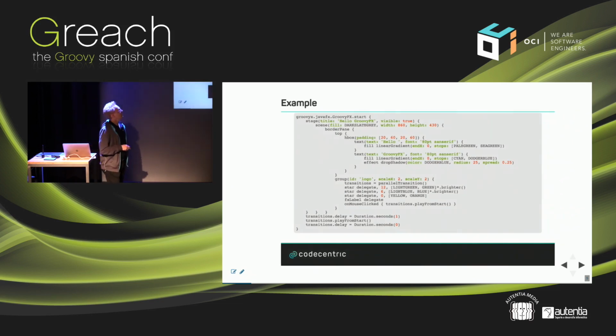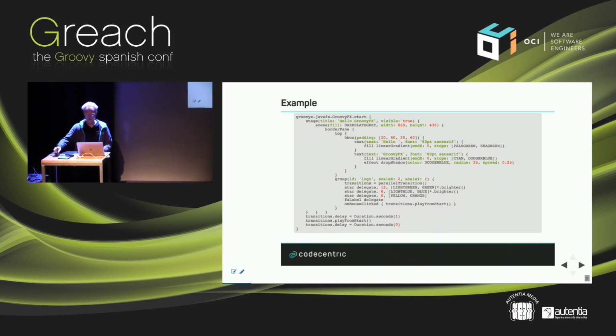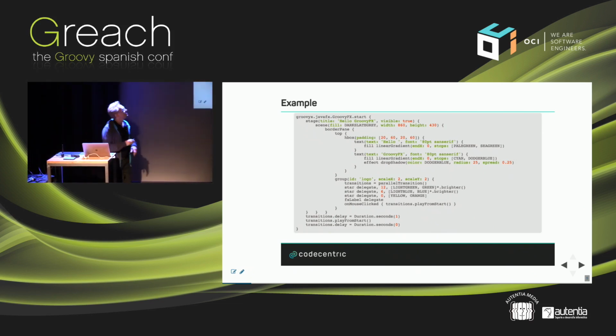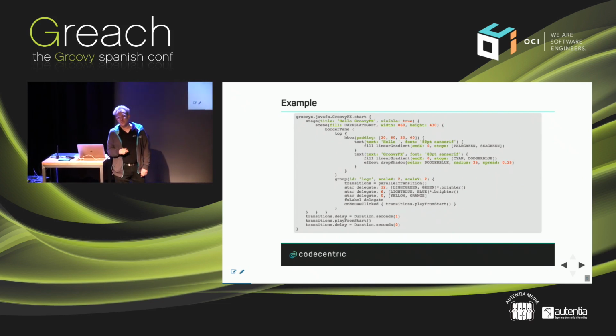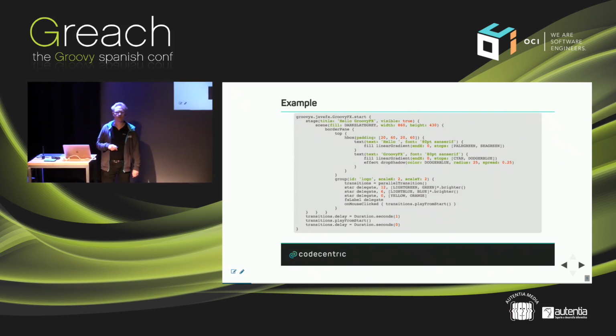So a small example. I hope it's a little bit readable from up there. Just to show how this could look. I don't want to go into big details. We can do that later on. But you will see it all starts with GroovyFX.start. And in there we define a stage. A stage is, I would say, a kind of runtime environment in the scene graph builder in JavaFX.